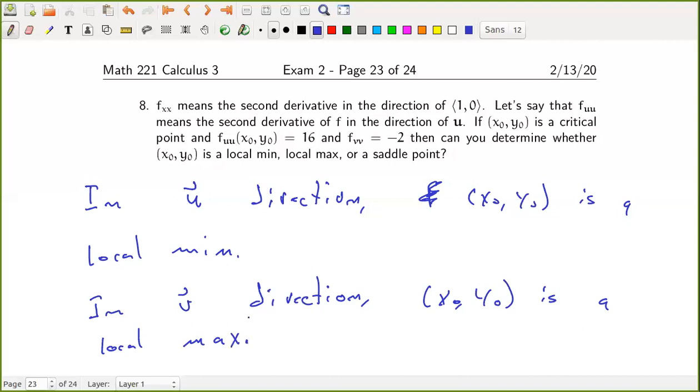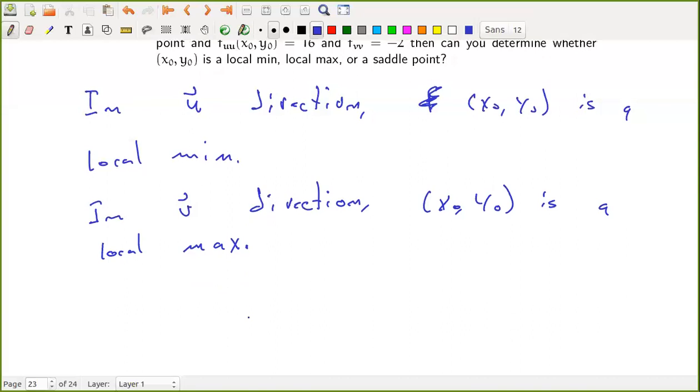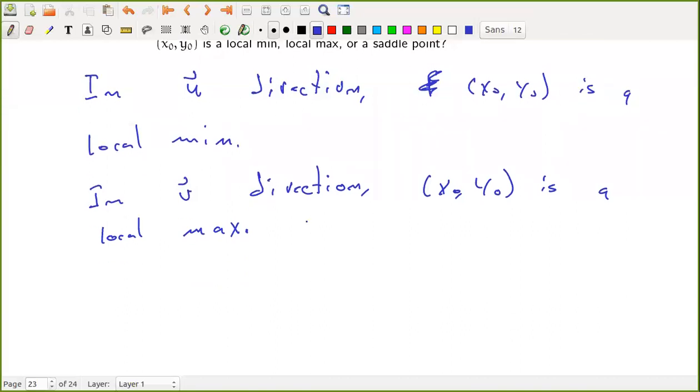Okay, so again, this is just from Calc 1. If the second derivative is positive at a critical point, it's a local min. If the second derivative is negative at a critical point, it's a local max. So in some directions, x naught, y naught is a local min, and in some directions, x naught, y naught is a local max. So this is exactly what it means to be a saddle point. So x naught, y naught is a saddle point.